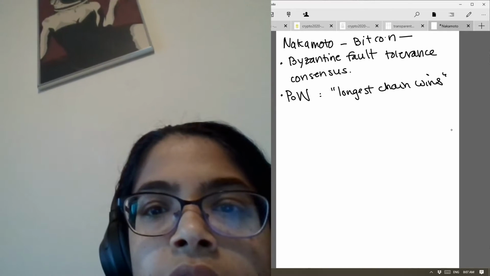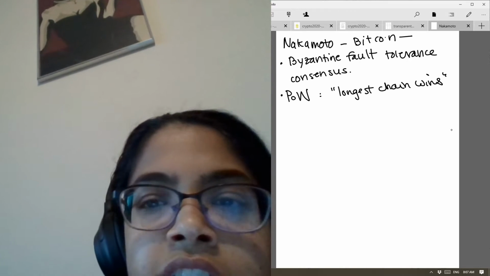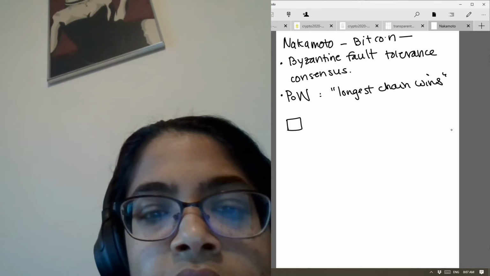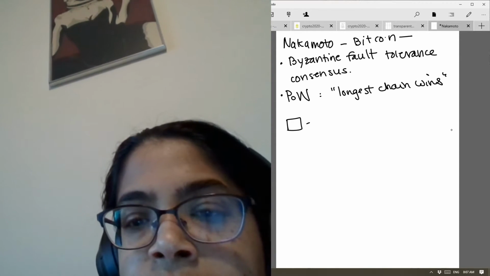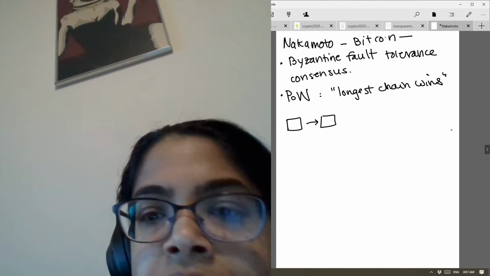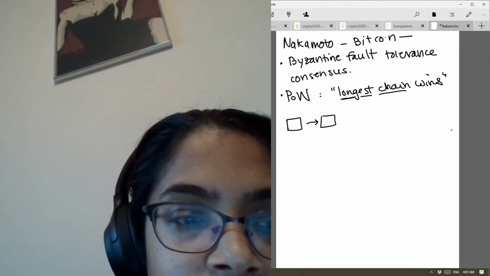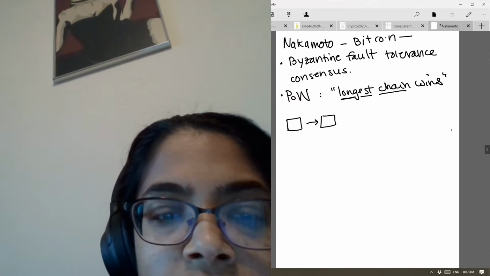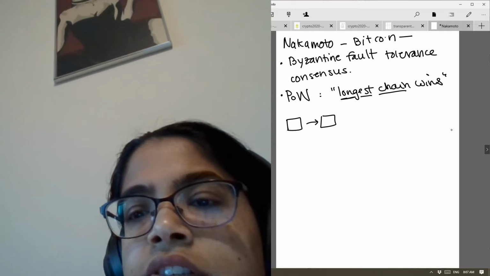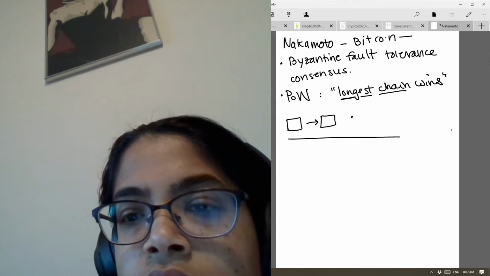Every time, basically, that an honest node adopts the longest chain and attempts to mine a new block, it's basically trying to extend this longest chain, and this block is committed when it's deep enough in the chain, whatever that means.